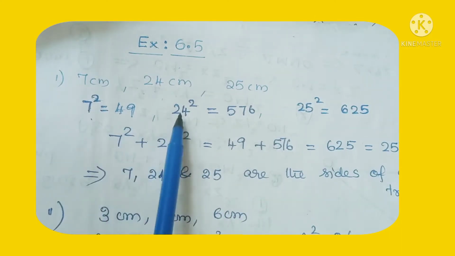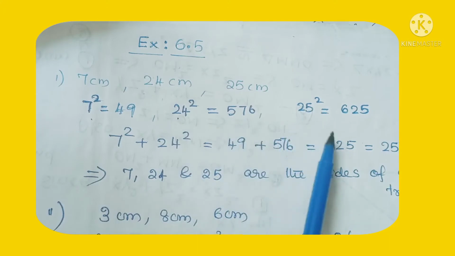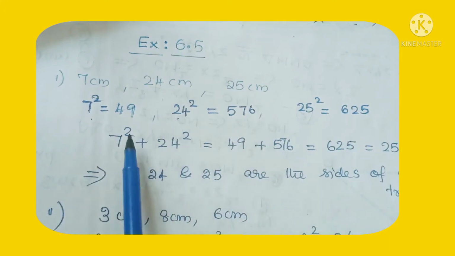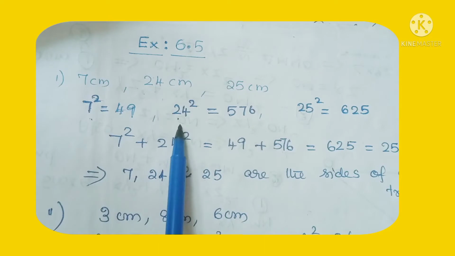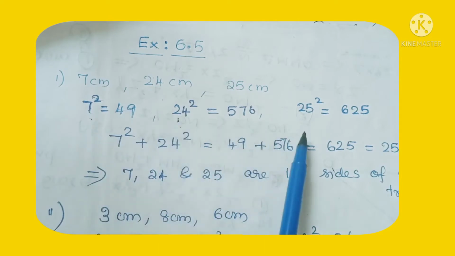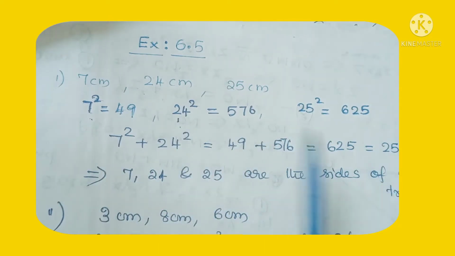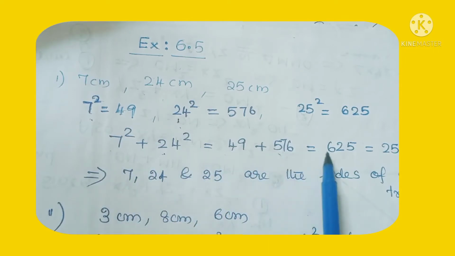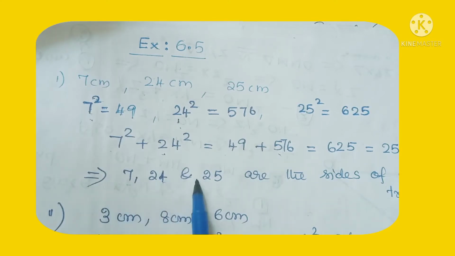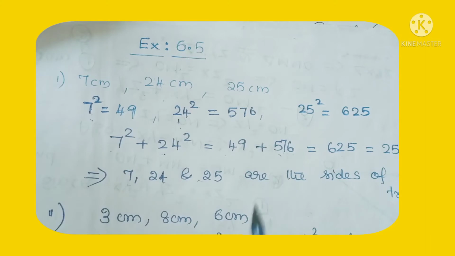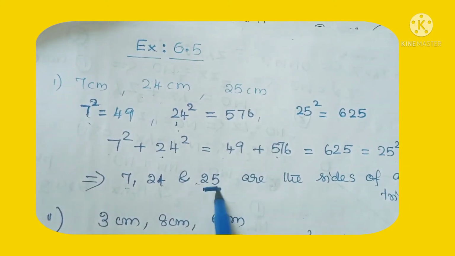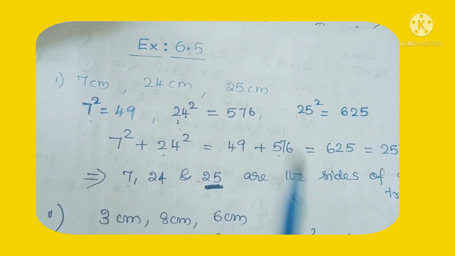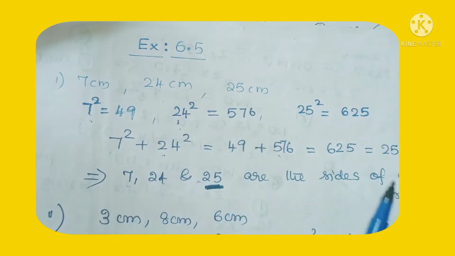7 square is 49, 24 square is 576, 25 square is 625. Then we want to find whether the sum of the squares of any two sides is equal to the square of the other side. Here 7 square plus 24 square, 49 plus 576, which is 625. So it is 25 square. That is, 7, 24 and 25 are the sides of a right triangle, and 25 is the length of the hypotenuse, since the greatest side will be the length of the hypotenuse.